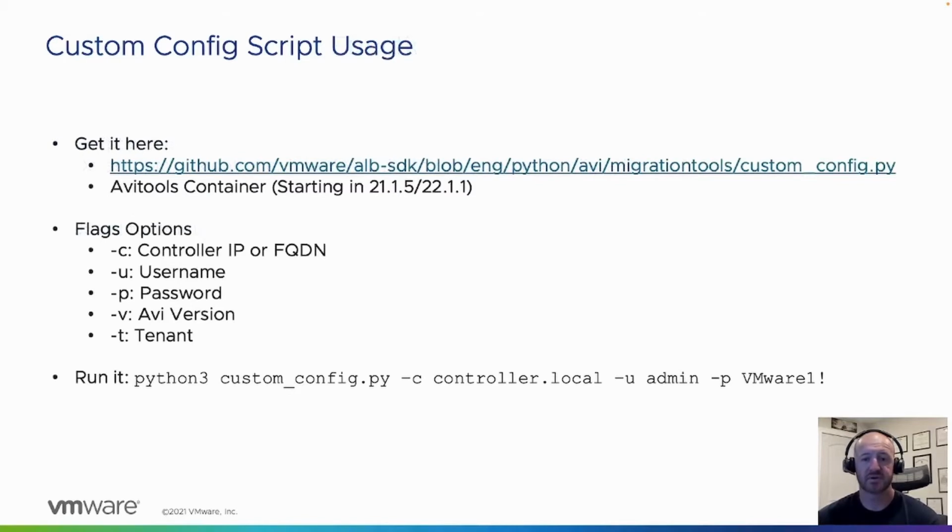The script is available on GitHub and in the Avi Tools Docker container starting in version 21.1.5 and 22.1.1. You can run it with the command in the CLI, python3 custom config.py -c for the controller IP or FQDN, -u for username, -p for password.